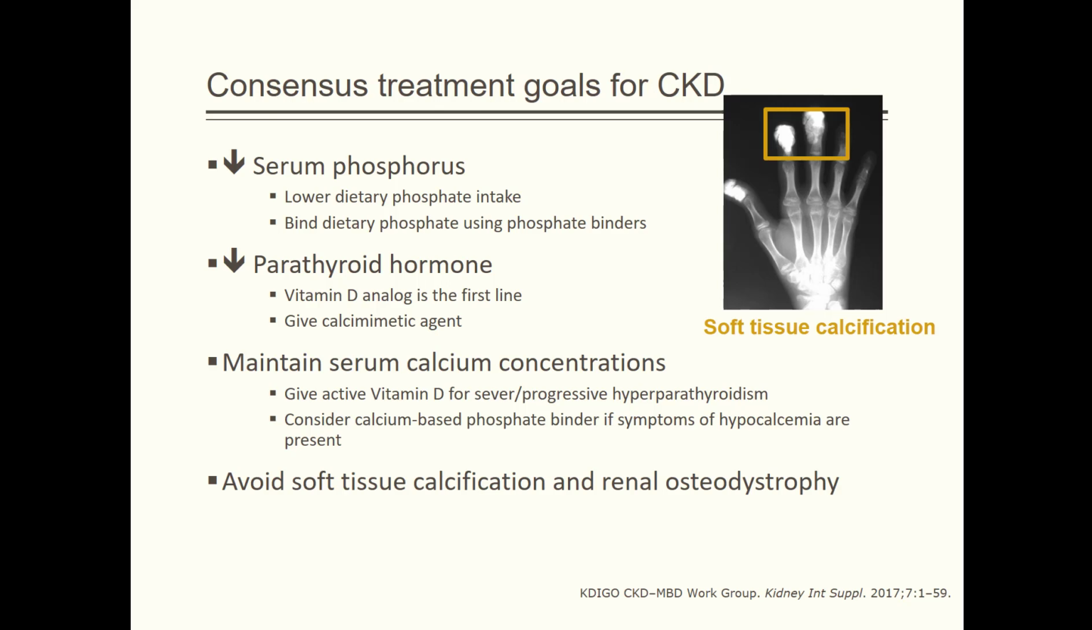We would like to maintain serum calcium concentrations, give active vitamin D for severe progressive hyperparathyroidism, consider calcium-based phosphate binder if symptoms of hypocalcemia are present. We would like to avoid soft tissue calcification and renal osteodystrophy. So in the picture of this x-ray, you can see the patient's hand, and I have made a yellow square to indicate the soft tissue calcification.